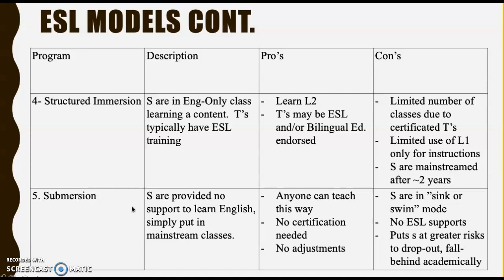The next model is submersion. So submersion, this is what I call the sink or swim model. So it's kind of like everyone is on their own type of deal. So the students aren't provided support to learn English, they're simply put in mainstream classes. So they're provided 0 support. They throw them in a mainstream class and they're like, well, good luck. So some of the pros to this model, if there can be any pros, is that anyone can teach this way. You don't need a certification. You don't need to make any adjustments to your classes if you're the teacher teaching this class.